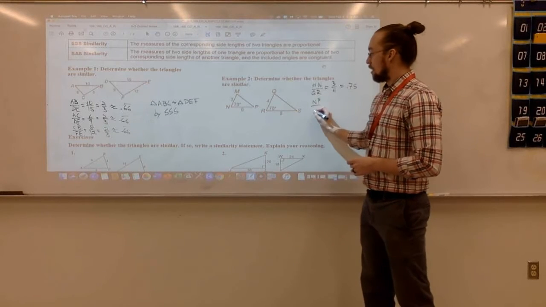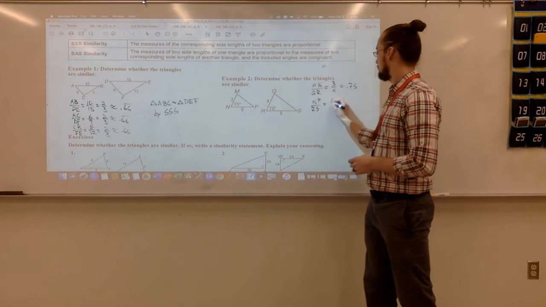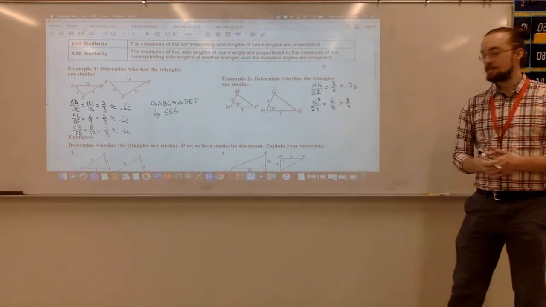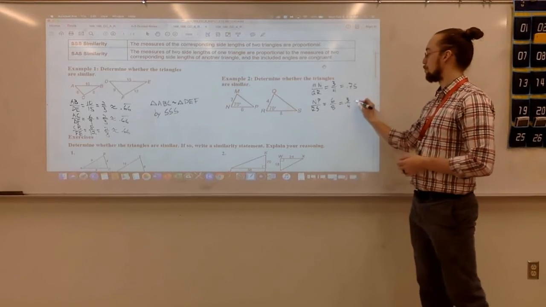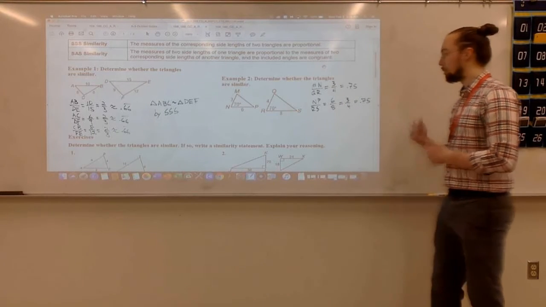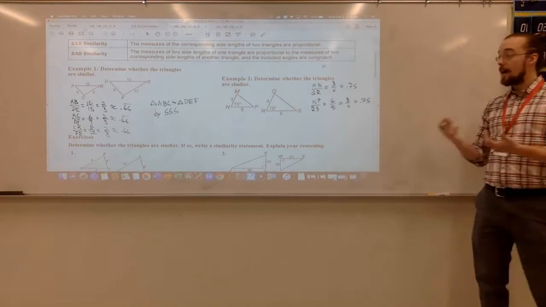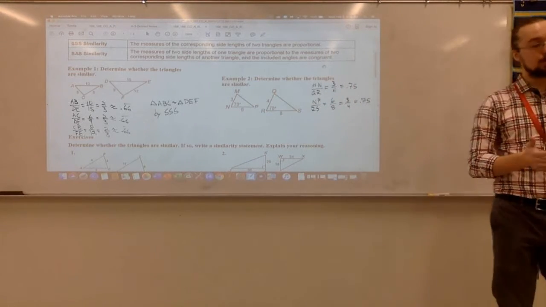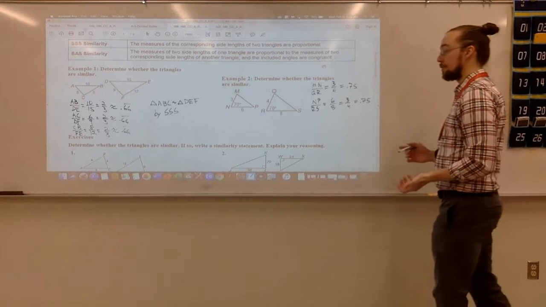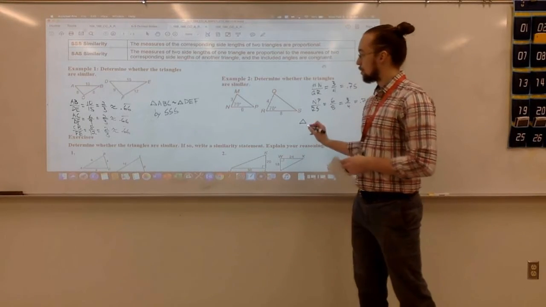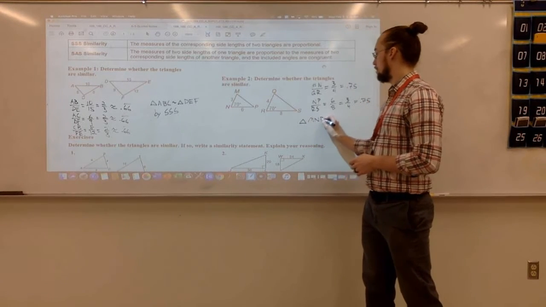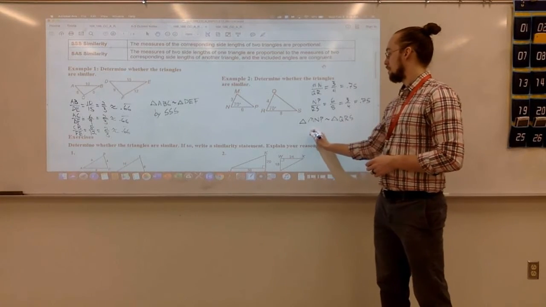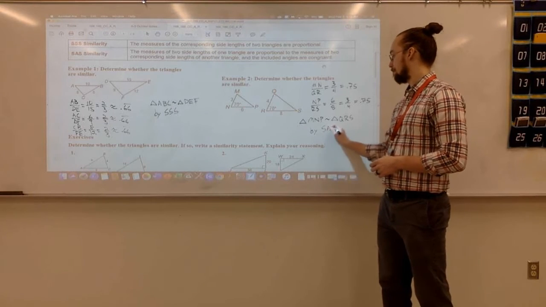So then my other pair of sides here, NP and RS, 6 over 8 would reduce to 3 over 4, and that would be 0.75 as well. So I have two proportional sides, and the angle that's in between them is congruent. So I can say that these triangles are similar. So I can say triangle MNP is similar to triangle QRS by SAS.